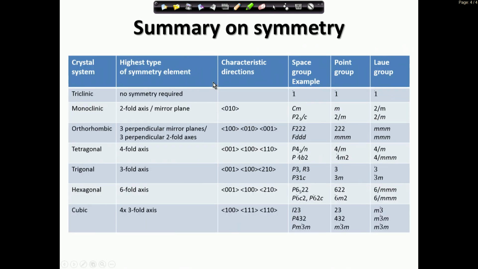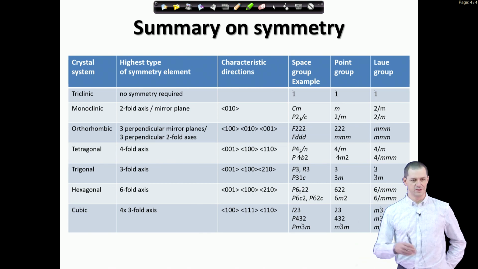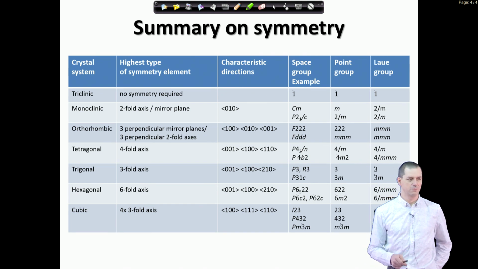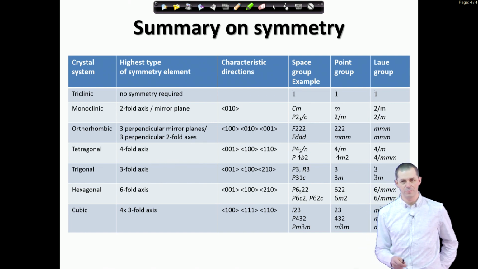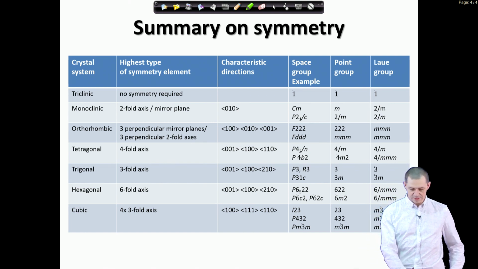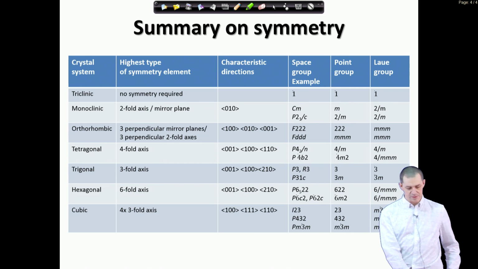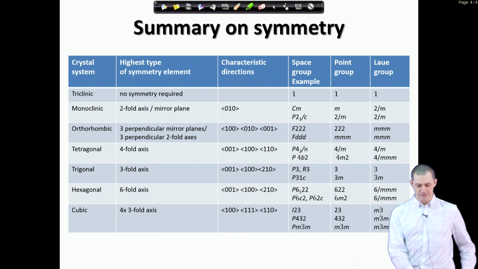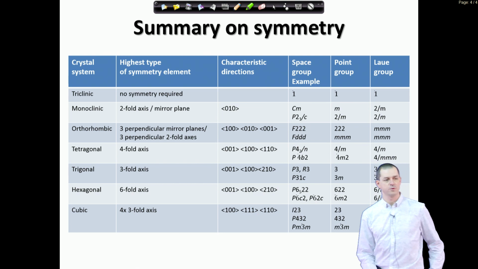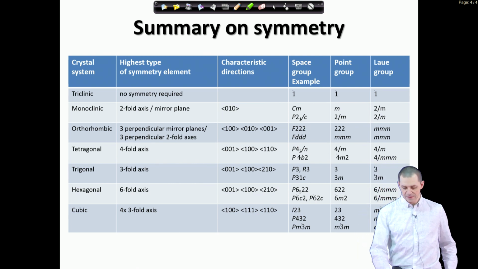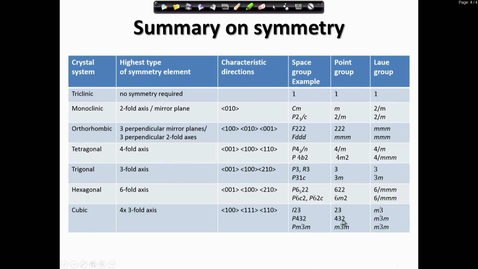So, a little summary on symmetry. You might notice that symmetry is really a complicated, long topic, and we could easily hold a full one-week workshop only on symmetry. So this was really just a very brief overview. So this is a little summary. There are crystal systems which have certain typical highest symmetry elements, certain typical characteristic directions, and there is a number of space groups belonging to each crystal system. Here you see examples of different space groups, their corresponding point groups, and their corresponding Laue groups.